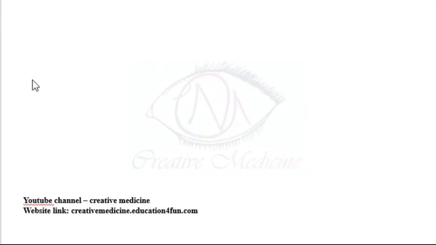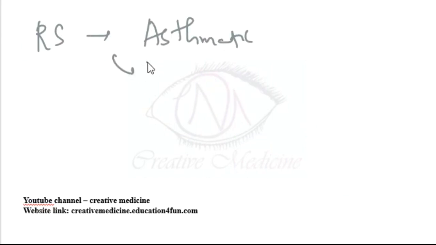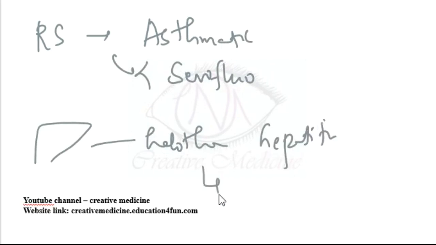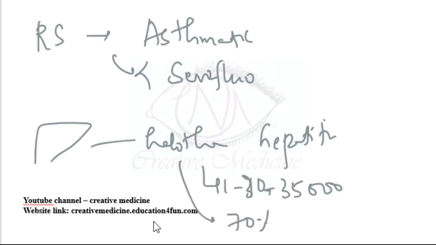In respiratory system, halothane is less preferred than sevoflurane for asthmatics. In the liver, halothane causes halothane hepatitis. This halothane hepatitis is seen in 1 in 30 to 35,000 patients. Mortality of halothane hepatitis is around 70%. Halothane hepatitis is immunological.